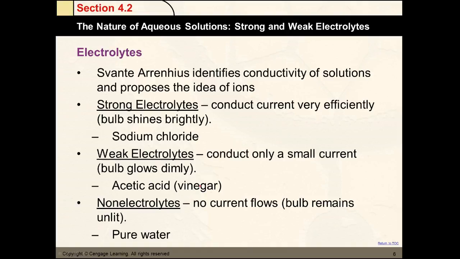And our last classification here of electrolytes are going to be our non-electrolytes. And this is a solution where no current flows, right? The bulb would not light up no matter what. One example of this would be pure water, not tap water, right? Because tap water has different ions floating around in it when it comes out of our faucets, but pure distilled or deionized water, that would be a non-electrolyte because it doesn't have any ions floating around, so it cannot conduct electricity.